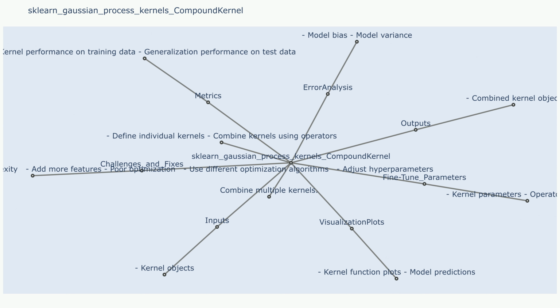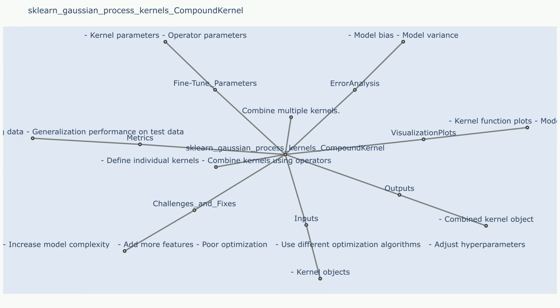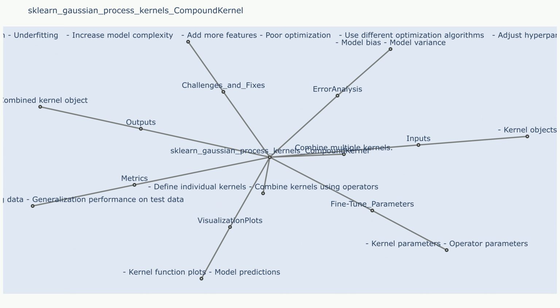Challenge 2: choosing the right kernel combination. Selecting the appropriate kernels and weights for the compound kernel can be challenging. A poorly chosen kernel combination can lead to a model that does not capture the true relationship between the input features and the target variable. Sample use case that resulted in Challenge 2: a model was trained using a compound kernel that included a linear kernel and a periodic kernel, but the data did not exhibit a clear linear or periodic relationship. This resulted in a poor model fit.